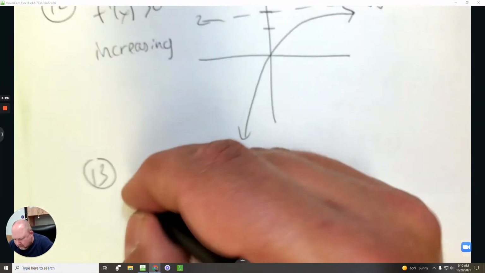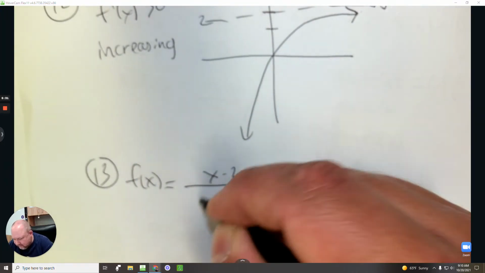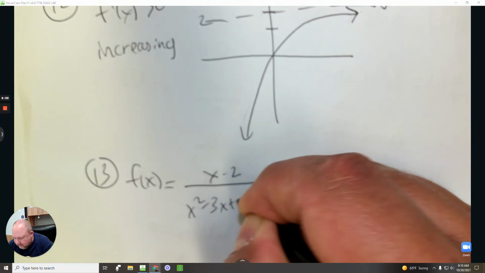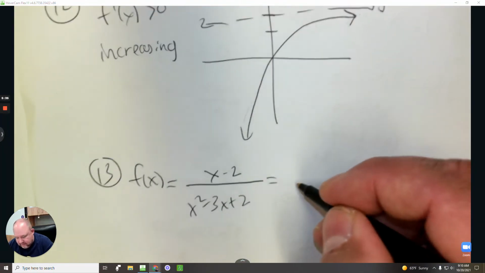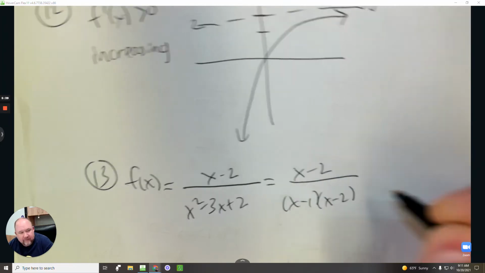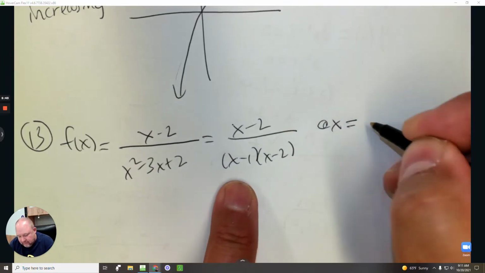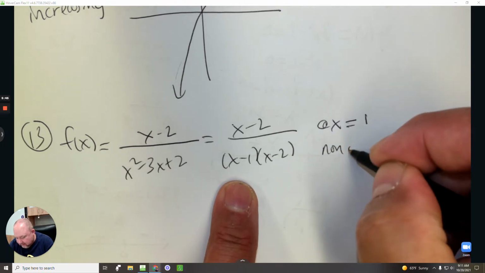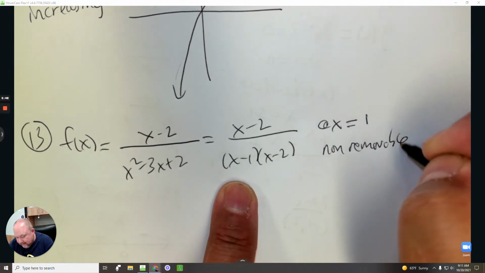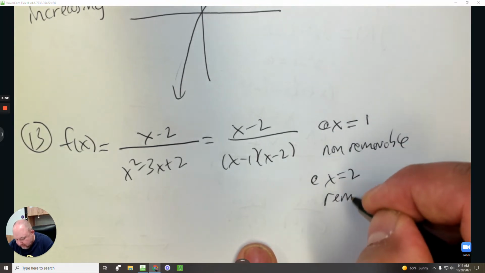Discontinuities. So these are all review questions. They're really powerful to pay attention to review questions so you don't forget. The discontinuities come from the denominator, so I'm going to factor the denominator. That's x minus 1 and x minus 2. So we have a discontinuity at x equals 1, and it's non-removable. That means it doesn't cross out. And at x equals 2, it's removable.